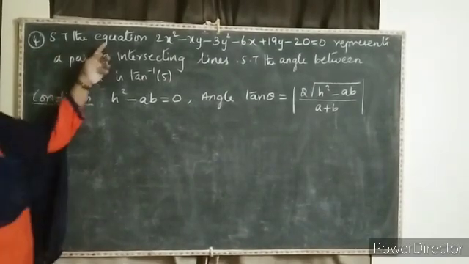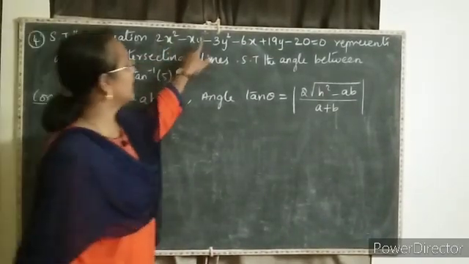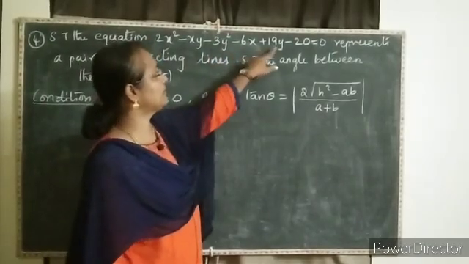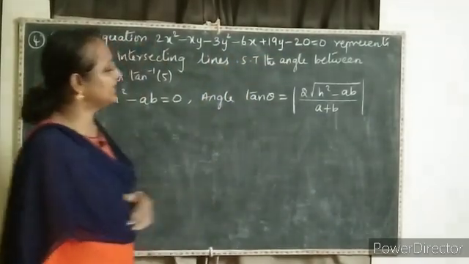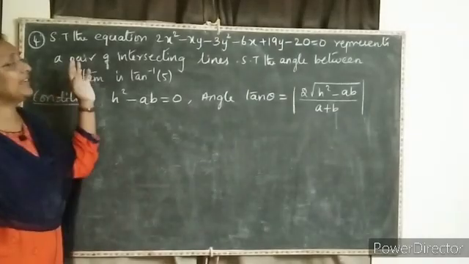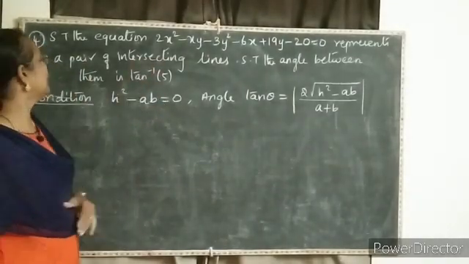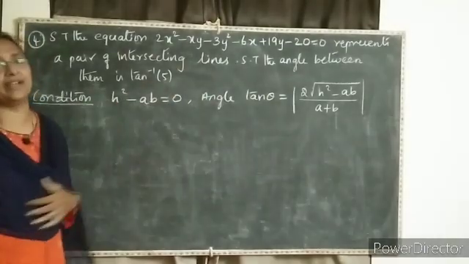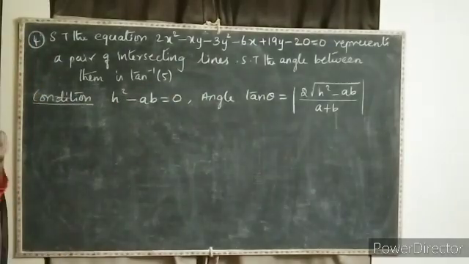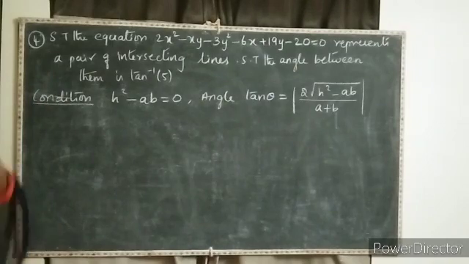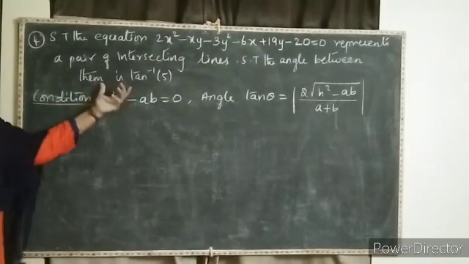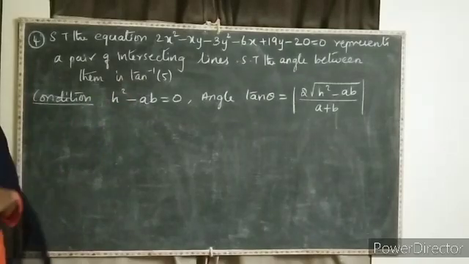Show that the equation 2x squared minus xy minus 3y squared minus 6x plus 19y minus 20 equal to 0 represents a pair of intersecting lines. Show that the angle between them is tan inverse of 5. So, we have to discuss two things. First, we have to show that they are a pair of intersecting lines. The other is that the angle between those two lines is tan inverse of 5.